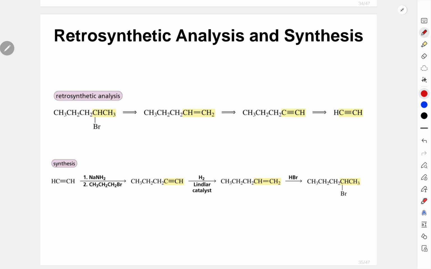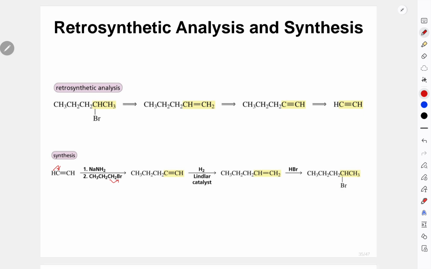And for the normal direction, again, from this substrate, deprotonation and alkylation will give you this alkyne, still a terminal alkyne, but with a longer carbon chain. And hydrogenation using Lindlar catalyst will give you selectively the double bond, the olefin, the alkene, and the HX addition, HBr addition will give you the secondary bromide. Okay. What about this one?